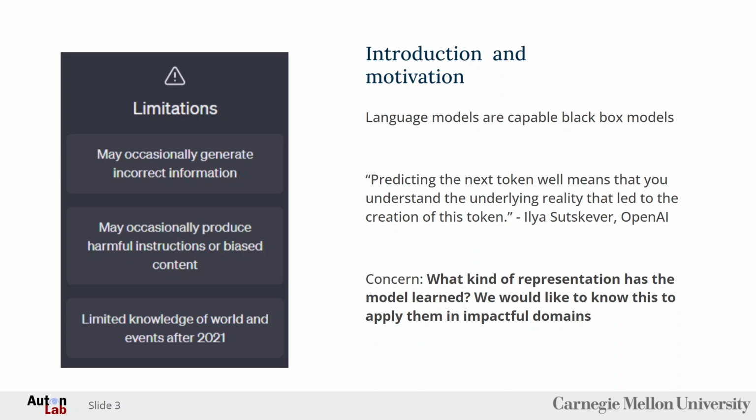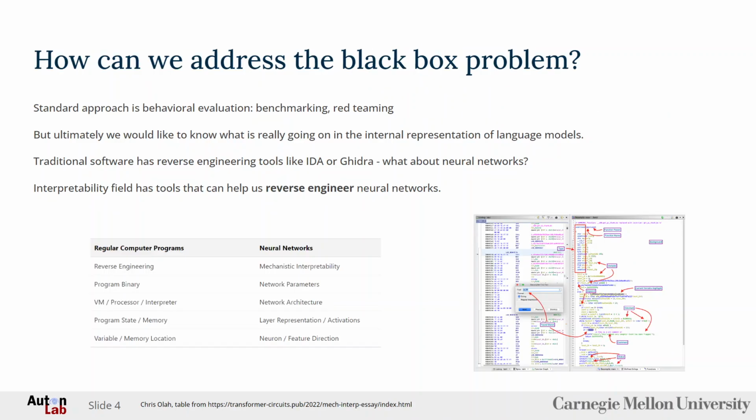And it brings us to a concern. What kind of representations has the model learned? We'd like to know this to apply them in impactful domains, but also to fix them. So, how can we address this problem? The standard approach is behavioral evaluation.